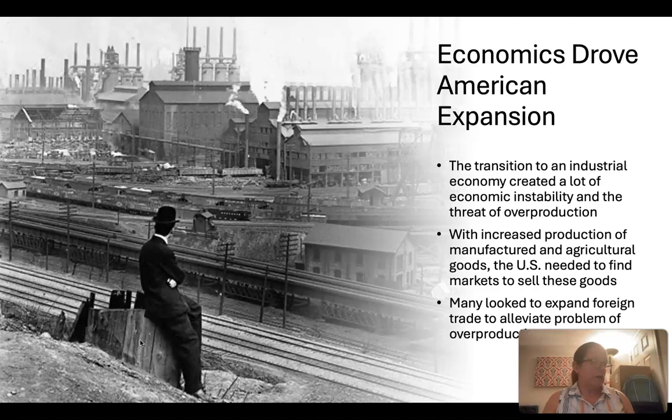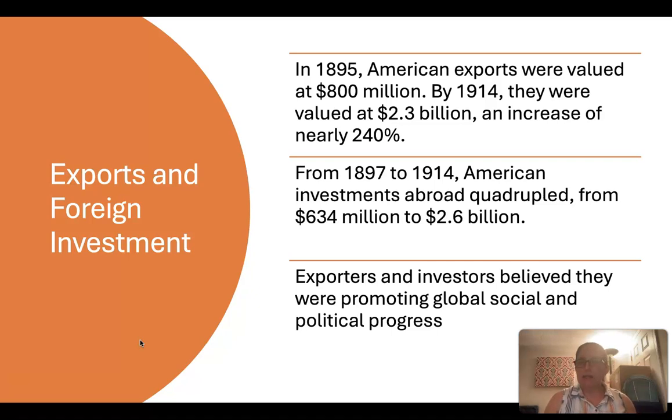So while all of this economic expansion, this overproduction, these boom and bust economic cycles are going on, we see American exports and foreign investment dramatically increasing. In 1895, the amount of goods that Americans exported was valued at about $800 million. By 1914, that number had gone up to $2.3 billion every year. That was an increase of nearly 240%. This increase in exports was made possible by this extensive transportation network that had been put in place, all of these technological advances, scientific innovation, and very aggressive marketing as well.